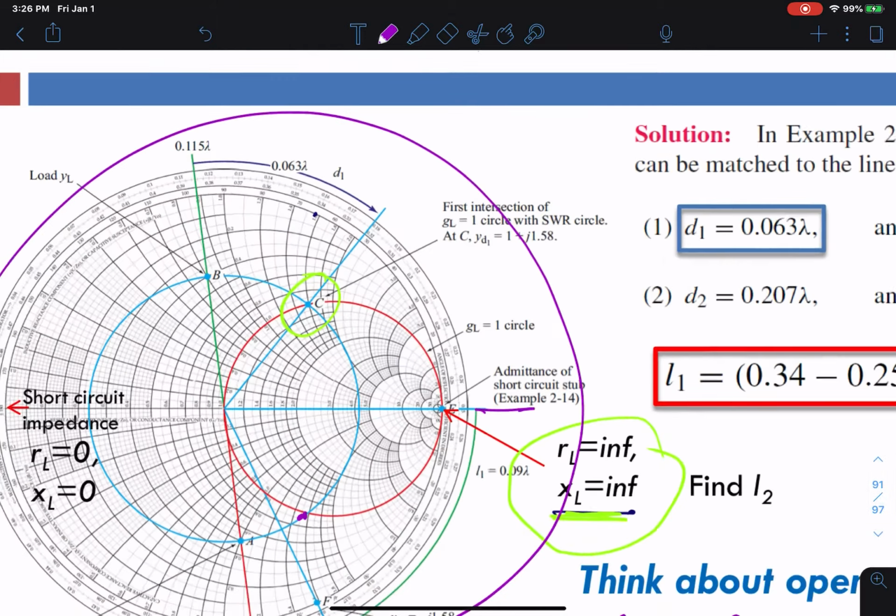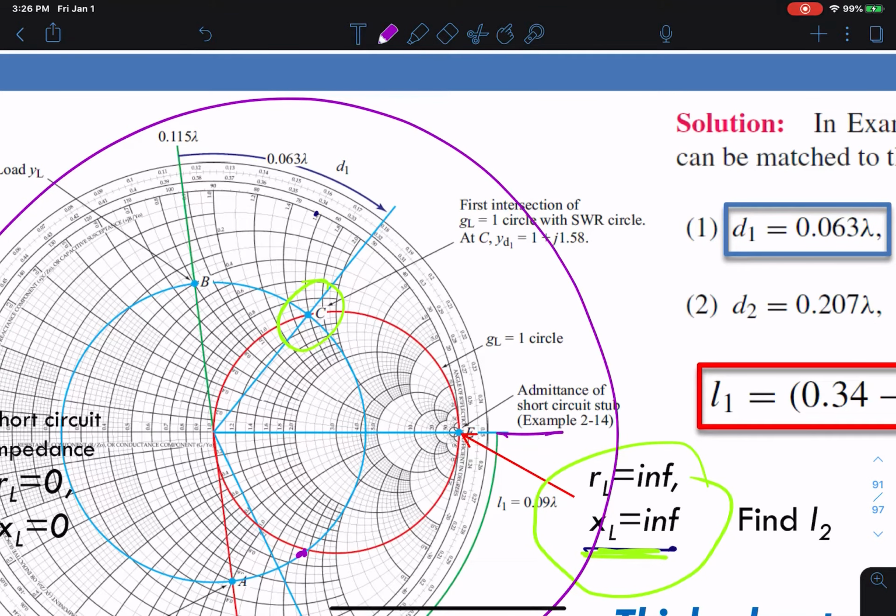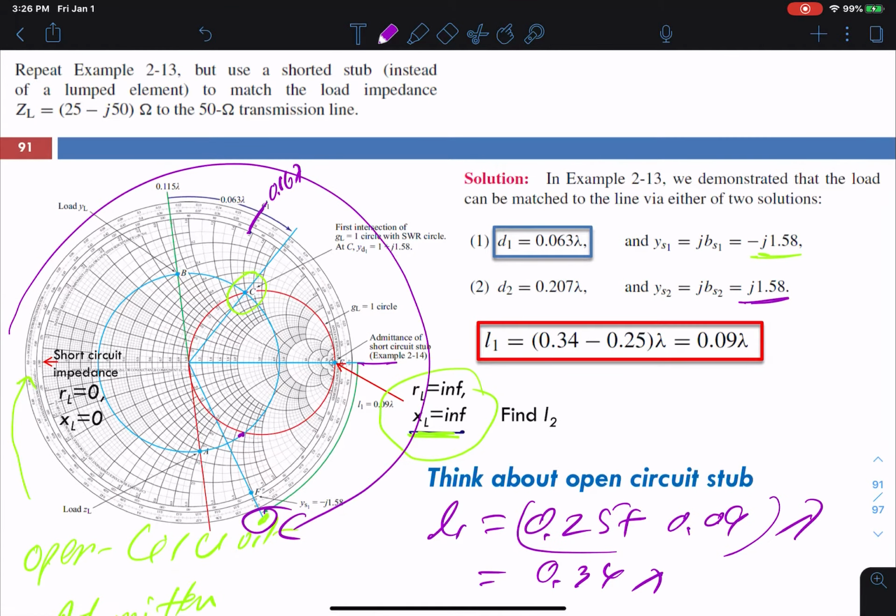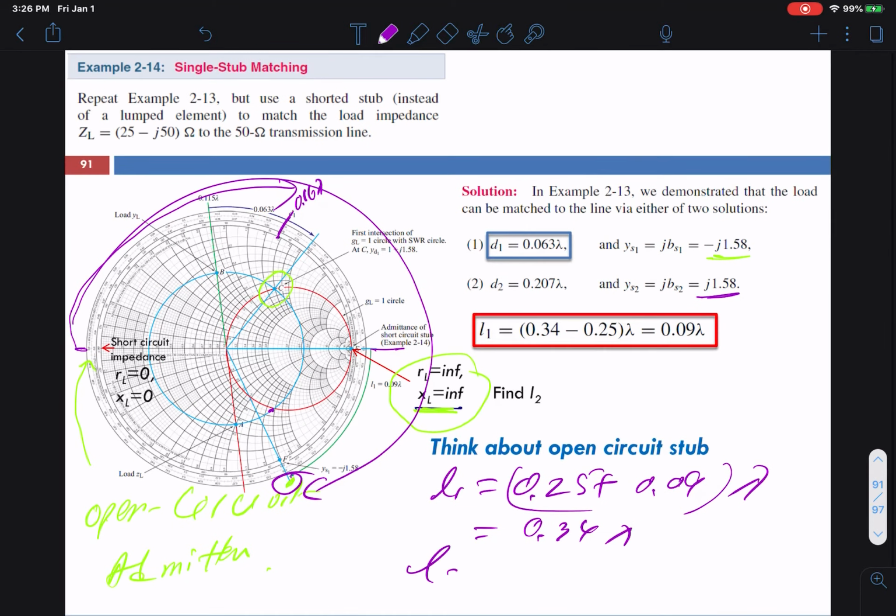Now for L2, if I use this point over here, my value is positive j 1.58. We found that last time, somewhere here at this point. It is 0.6 lambda at that point, right? That means I have to walk from here only 0.6 lambda. So then L2 for open circuit would be 0.16 lambda.